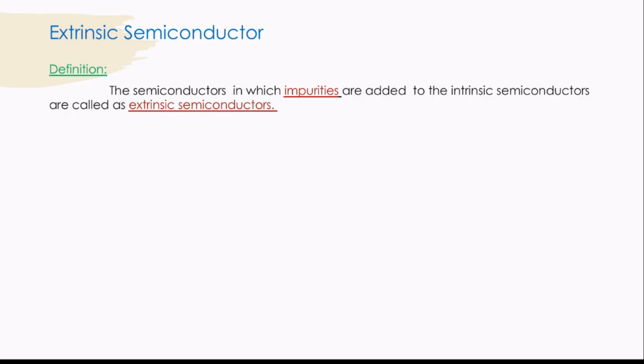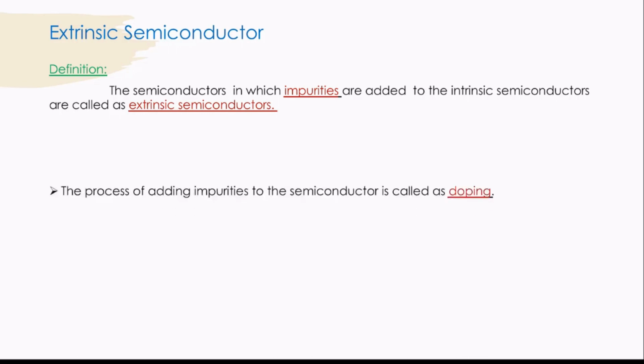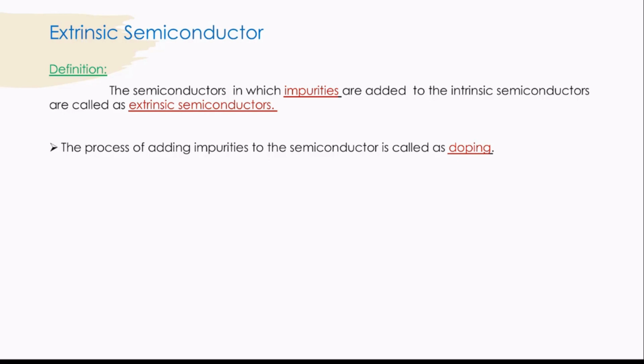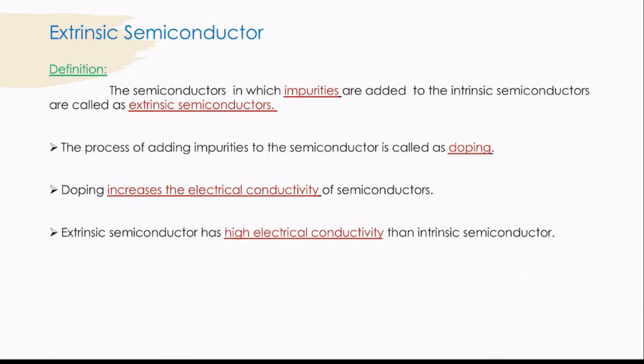What is an extrinsic semiconductor, or how can we define an extrinsic semiconductor? The semiconductors in which impurities are added to the intrinsic semiconductor are called extrinsic semiconductors. That means if we add some impurities to the intrinsic semiconductor, then those types of semiconductors are called extrinsic semiconductors, and the process of adding impurities to the semiconductor is called doping. Due to this doping, the electrical conductivity of semiconductors gets increased. Hence the extrinsic semiconductors have higher electrical conductivity than the intrinsic semiconductor.